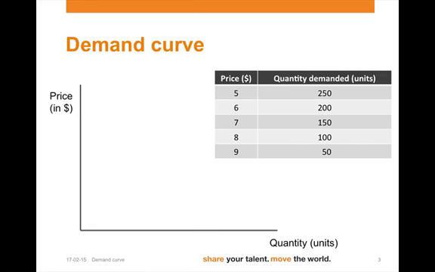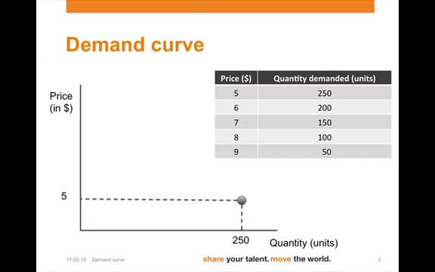First, we draw a diagram with the vertical axis, the price, here in US dollars. The horizontal axis represents quantity, which in this case is in units. All demand curves are represented with price vertically, quantity horizontally. We then use the table to fill in some points.